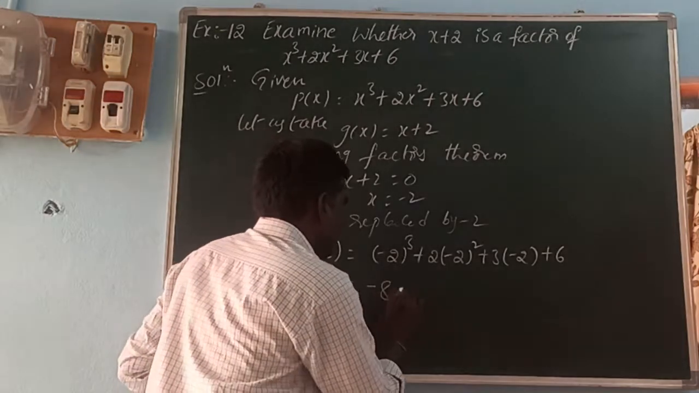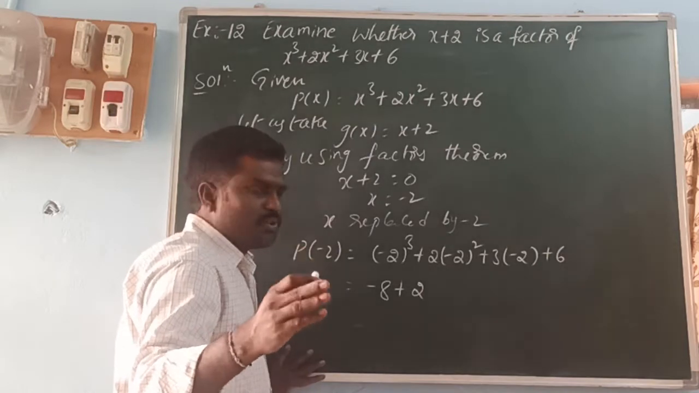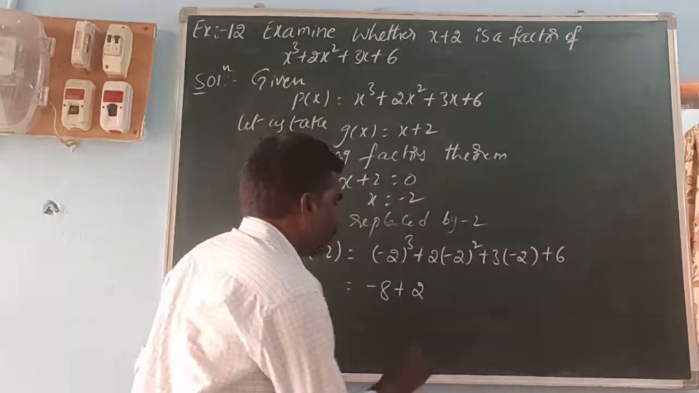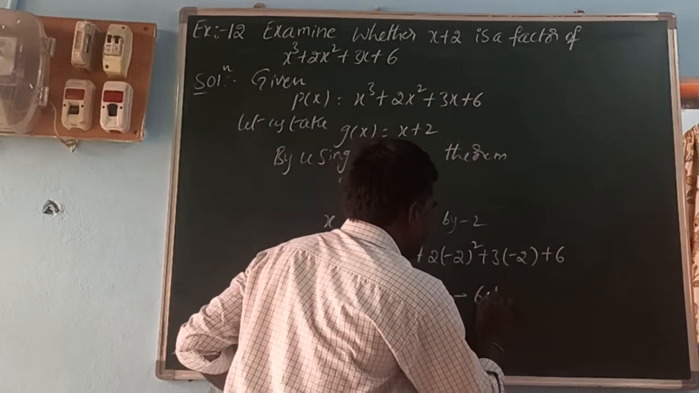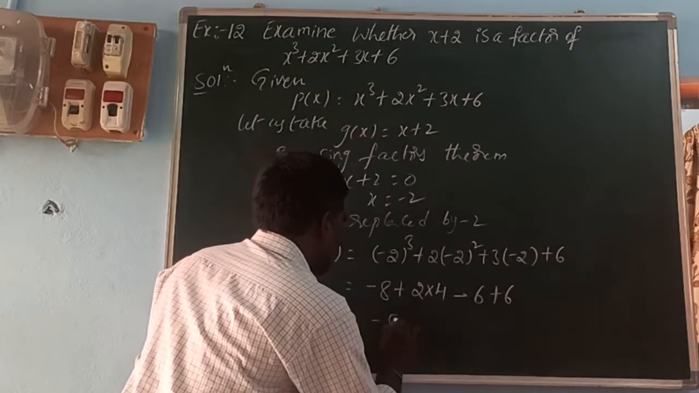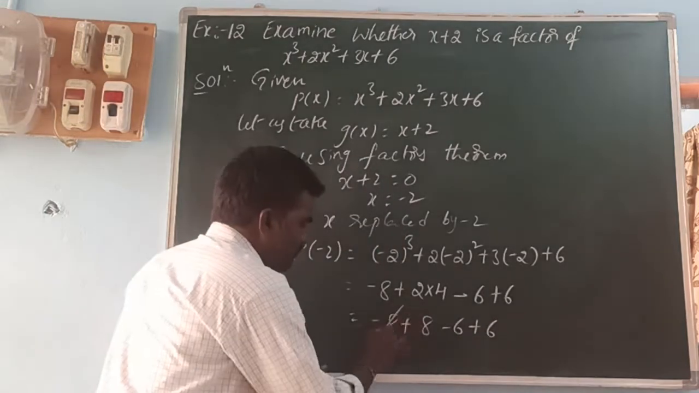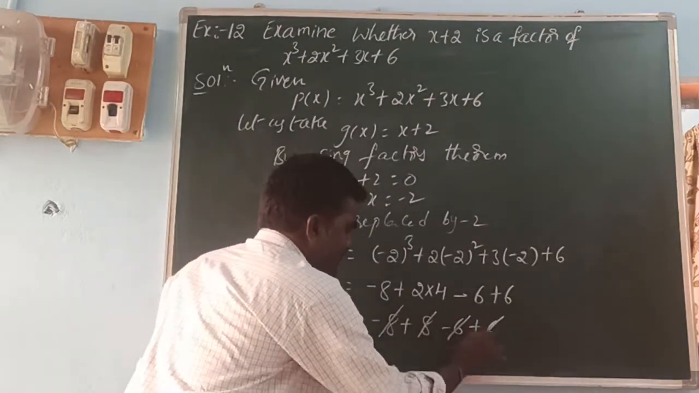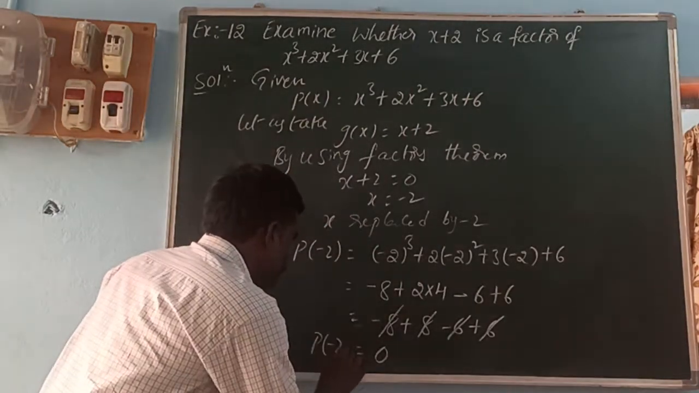That is minus 8 plus 2 into minus 2 whole square, that is minus 2 into minus 2. Minus minus plus, 2 2s are 4. So next plus into minus, minus, 3 2s are 6, plus 6. That is minus 8 plus 8 minus 6 plus 6. So minus 8 plus 8 cancel, minus 6 plus 6 is 0. So p of minus 2 is 0.